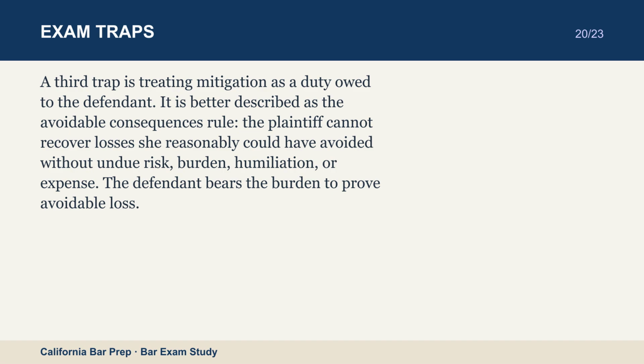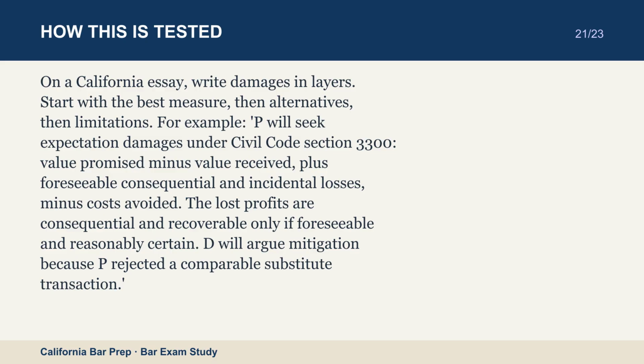On a California essay, write damages in layers. Start with the best measure, then alternatives, then limitations. For example, P will seek expectation damages under Civil Code Section 3300, value promised minus value received, plus foreseeable consequential and incidental losses, minus costs avoided. The lost profits are consequential and recoverable only if foreseeable and reasonably certain. D will argue mitigation because P rejected a comparable substitute transaction.